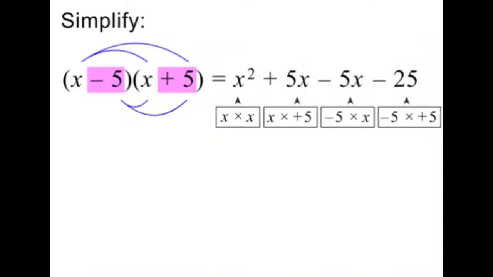Are we finished? No, we again have like terms. And this time the like terms cancel out, so the answer is x squared minus 25. In other words, the answer has only two terms. Please note, the answer will always have only two terms if the brackets are identical with opposite signs.